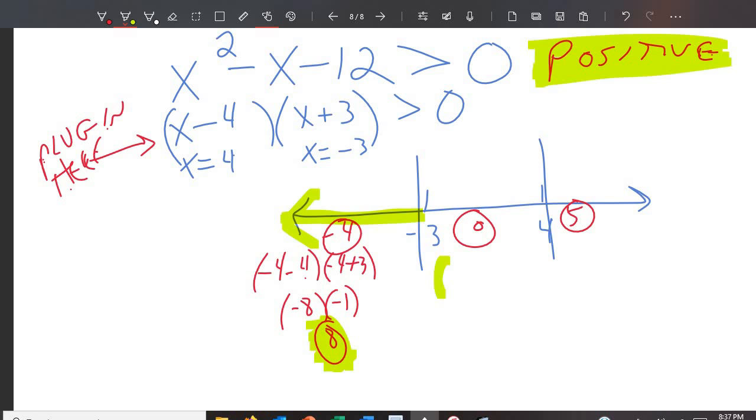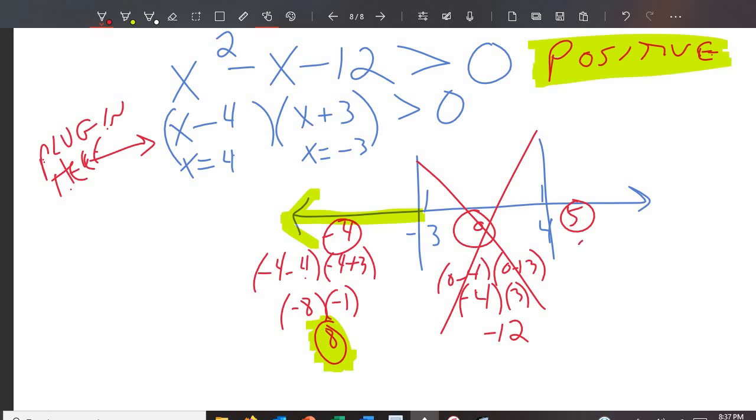Let's put the 0 in and see what happens. 0 minus 4, 0 plus 3. That gives me negative 4 times 3, which is negative 12. That's not positive. I want it to be positive, but it's negative, so we're going to cross this region out. Then let's check this side. We're going to put the 5 in for x. 5 minus 4, 5 plus 3. 1 times 8, which is 8, which is positive. So we shade this one.